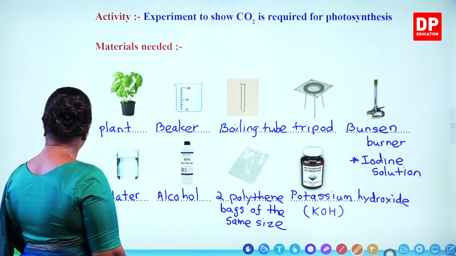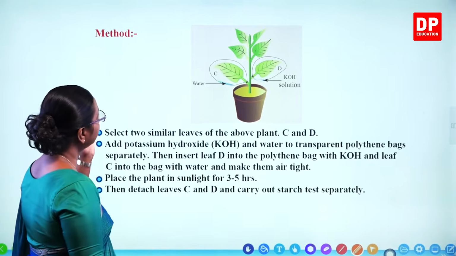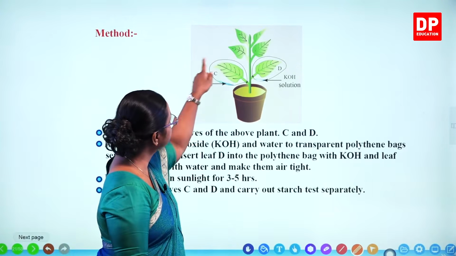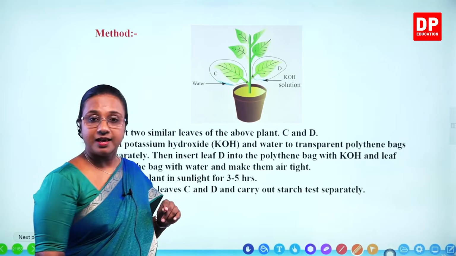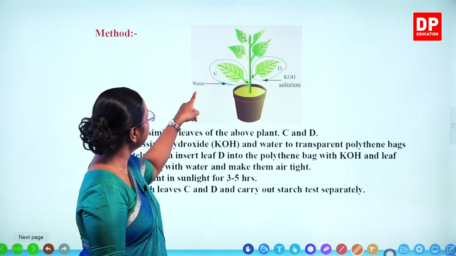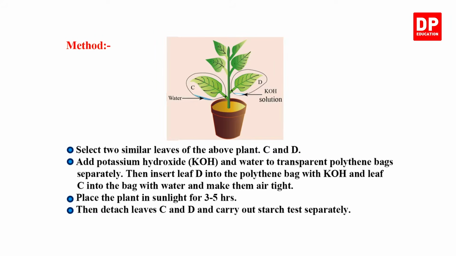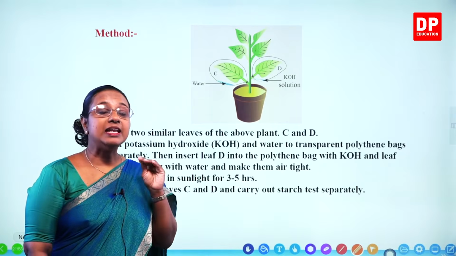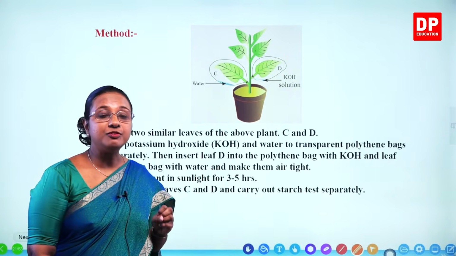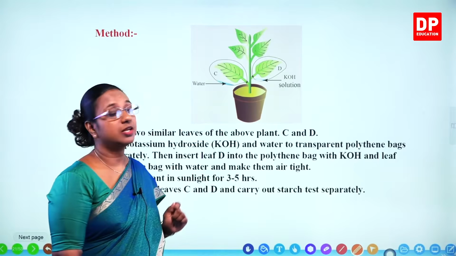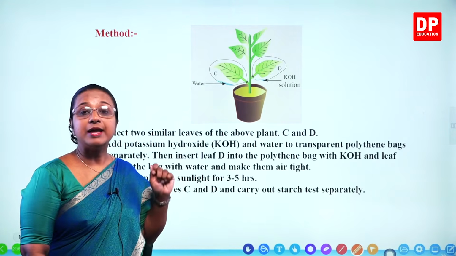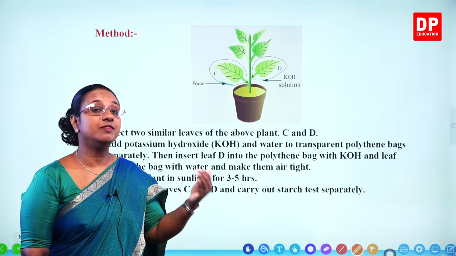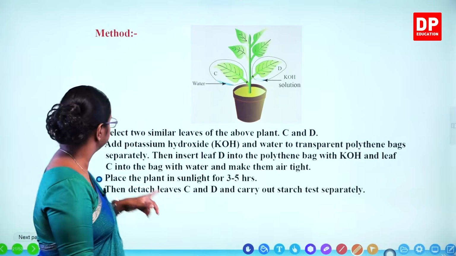Let me go through the method again. The method, here you can see the 2 leaves that have been selected. Leaf C, the bag has water in it, and the bag around leaf D has KOH solution in it. And here students, you have to know why we used KOH solution. I will discuss that after we do the activity.